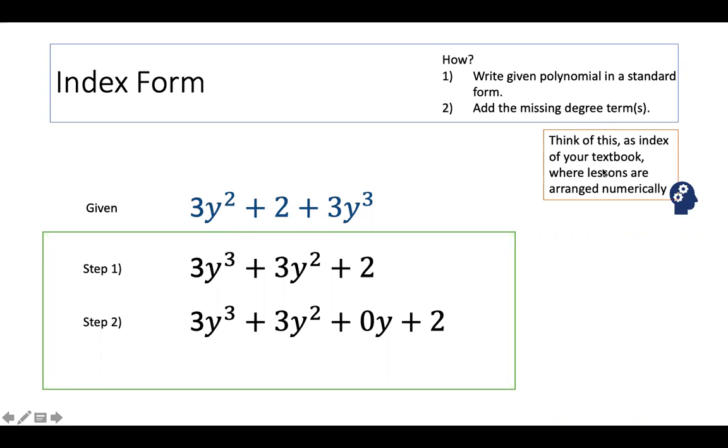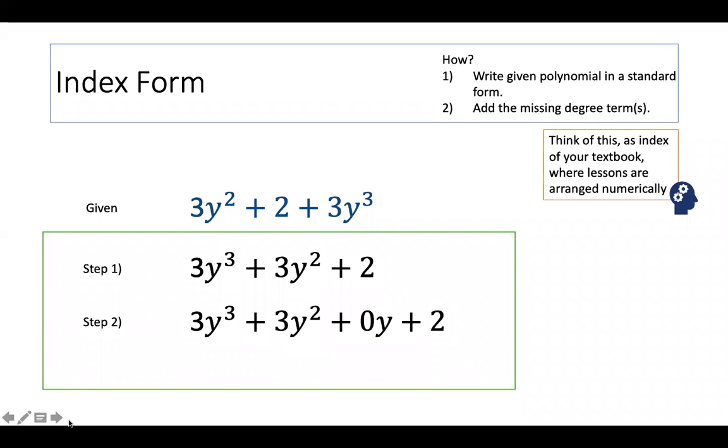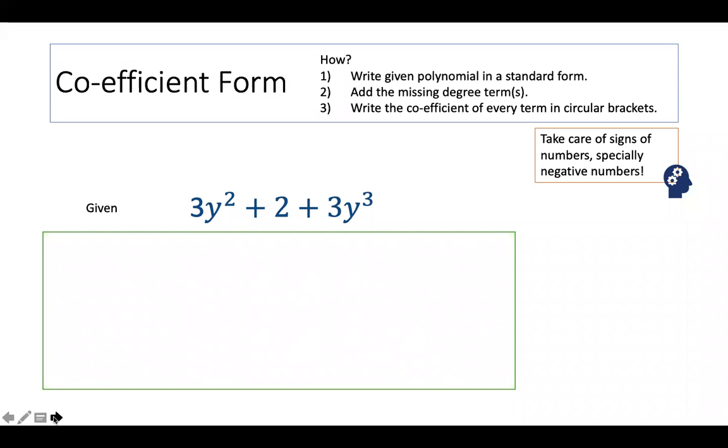Think of this as an index of your textbook where lessons are arranged numerically, right? We always have lessons like 0, 1, 2, 3, 4. In a similar way, you are expected to write index forms. Feel free to pause here if you want to make more sense of it.